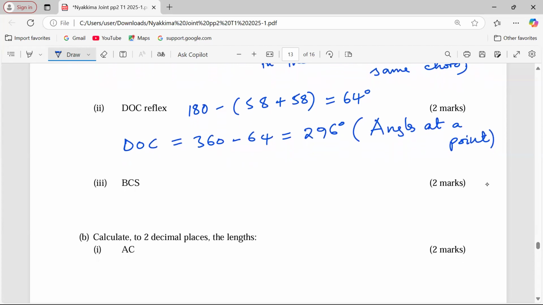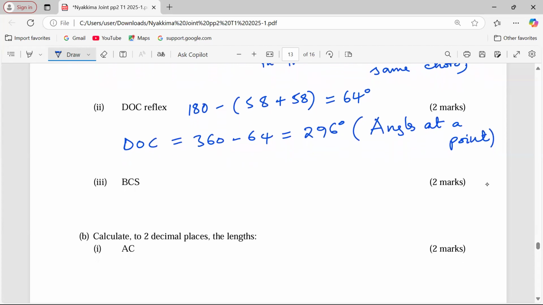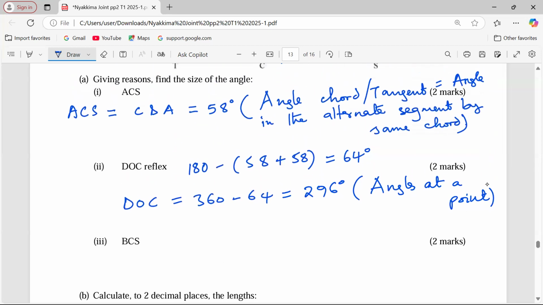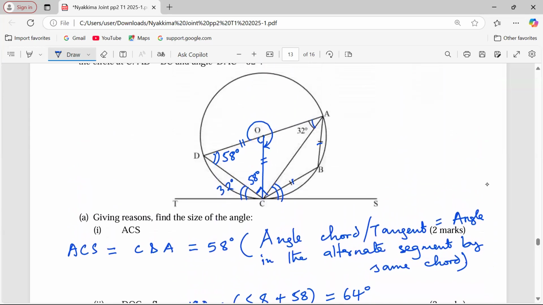We also have another angle here that we've been instructed to calculate. The angle is BCS. So BCS is the small angle at this point. Now we are supposed to get the angle using several approaches.